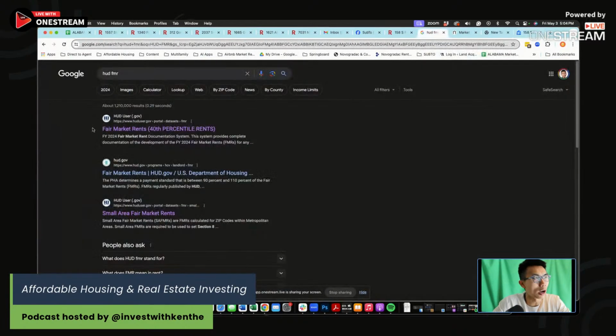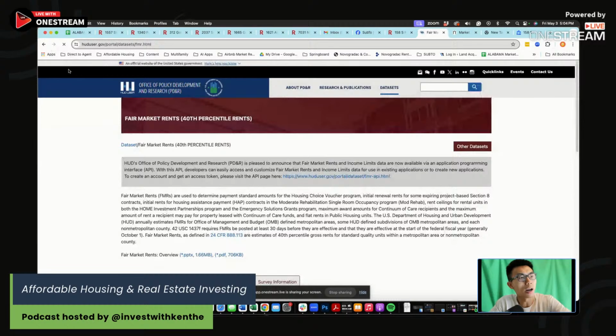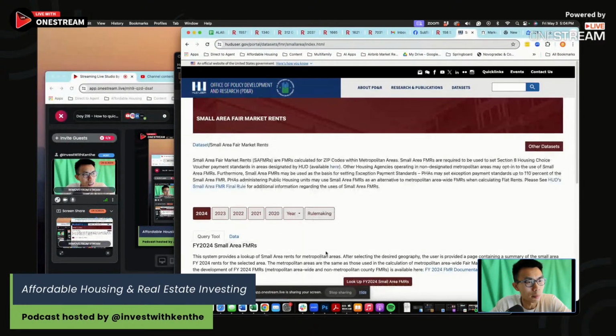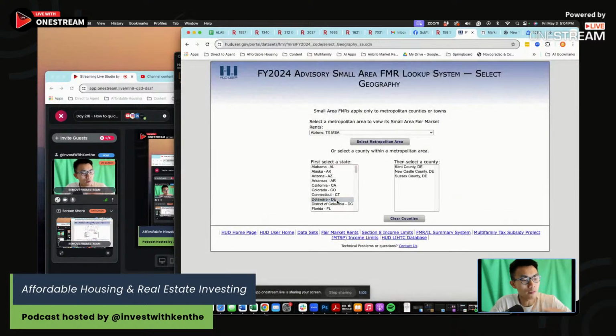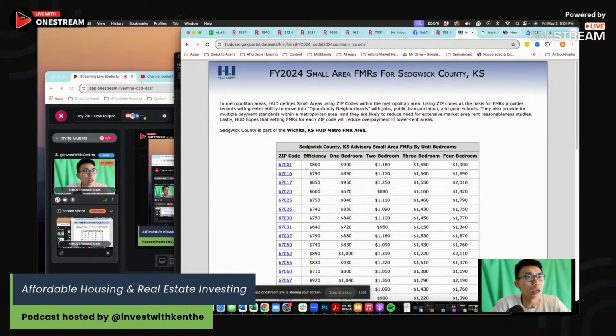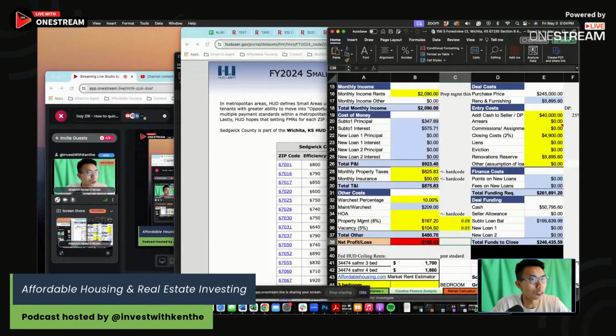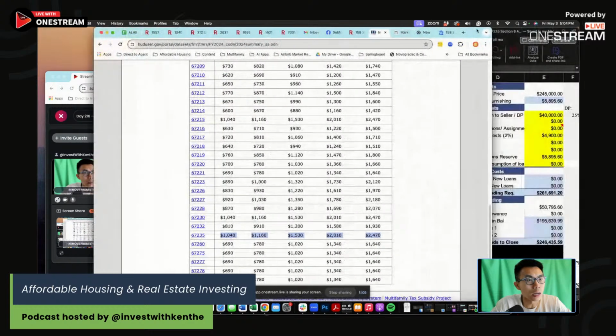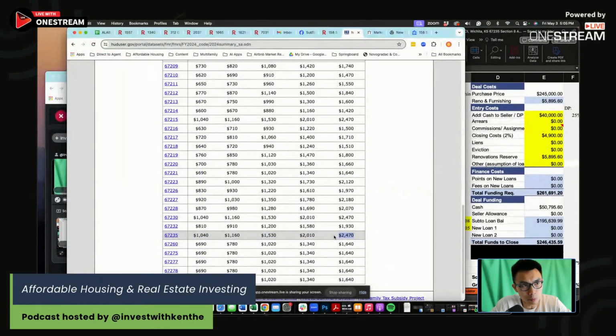So I'm going to Google HUD FMR. When I Google HUD FMR, I'm going to open the Small Area FMR, look up FY2024 FMR, look up Kansas, and look up Sedgwick County. And this property is going to be, what zip code is that? 67235. And you're going to see here that the rent ceiling for a 4-bedroom is $24.70.